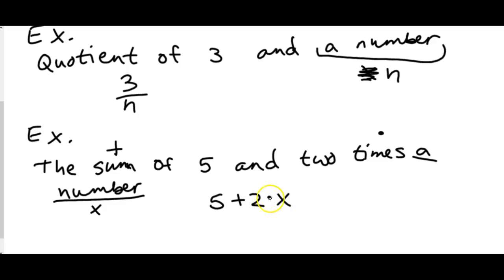And when there's a number next to a variable, they don't usually write out the multiply sign, they would just write 5 plus 2x. It's assumed that there is a multiply sign here. So we can use writing an expression from a sentence in order to come up with an equation for a real life problem.